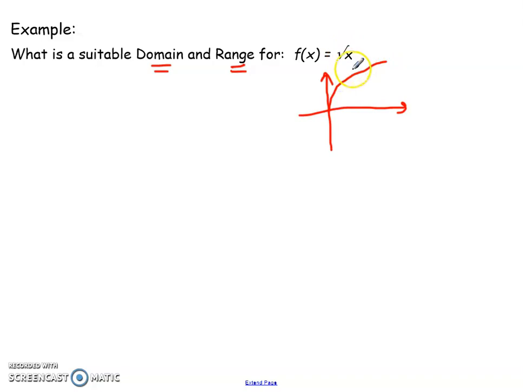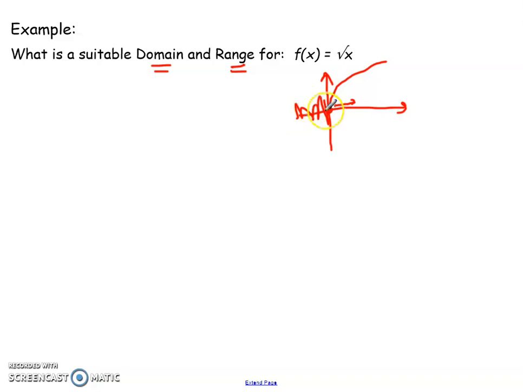Now the reason being, the only values for x I can input into here and actually get a solution out for is everything from 0 upwards. If I put a negative value of x in that, and try to do the square root of a negative number, so square root of -4 for example, your calculator would say error. You can't do it.